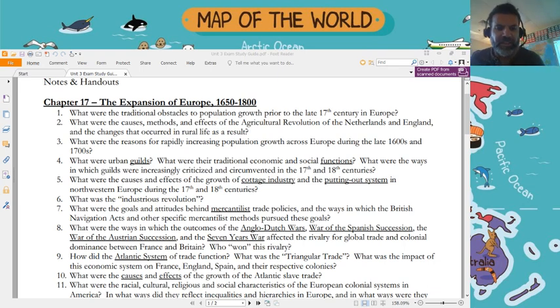Now, by the 17th and 18th centuries, though, governments at the national level are going to start looking for ways to undercut the power of guilds. And capitalists, people who are in the business of doing business, are going to start looking for ways around the guilds, because they are restrictive in some ways.